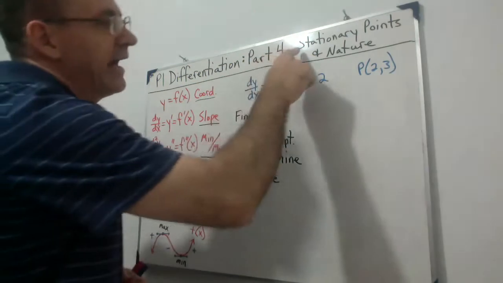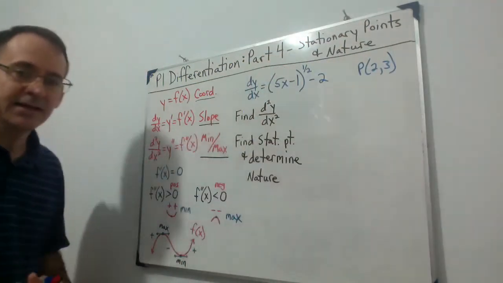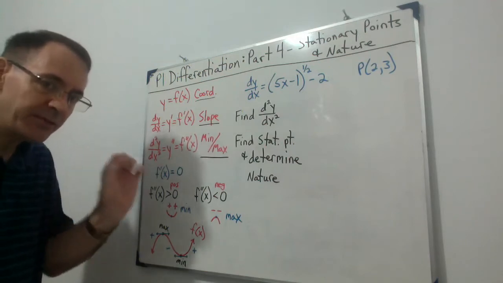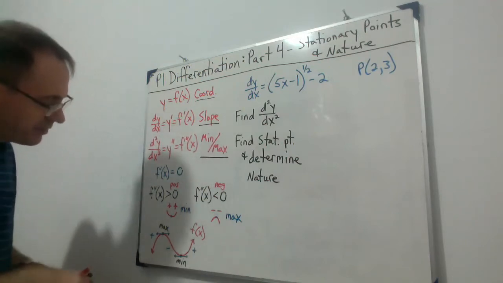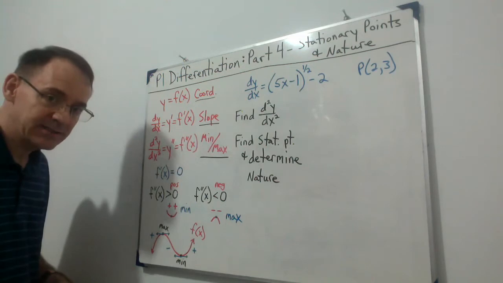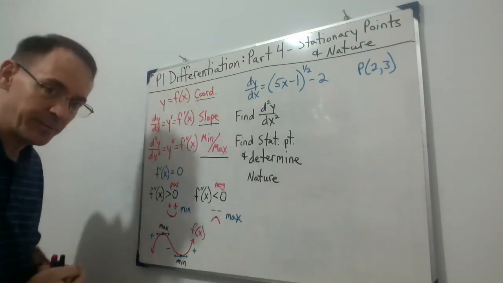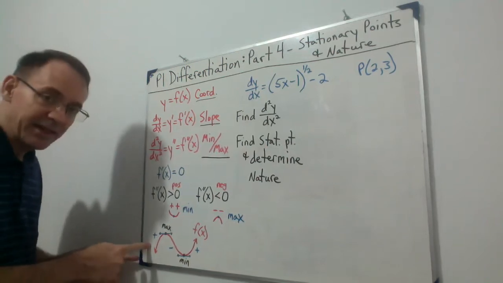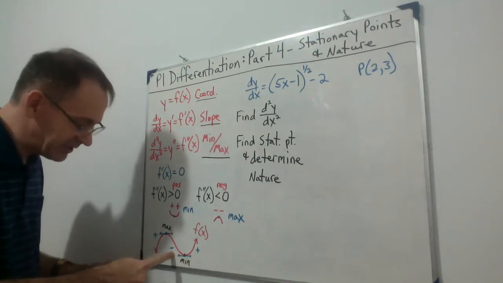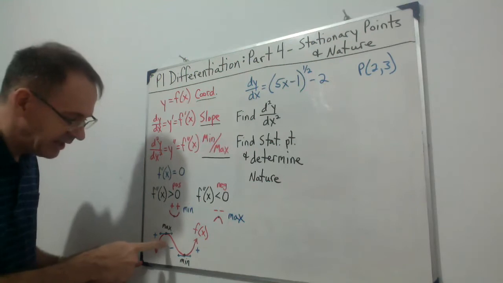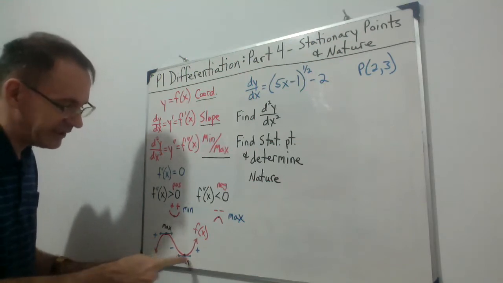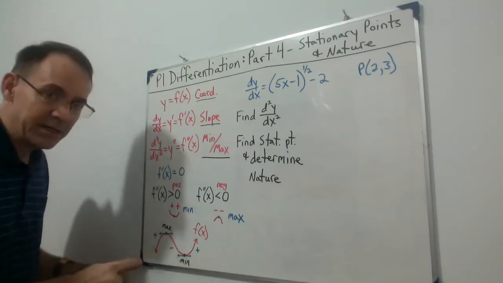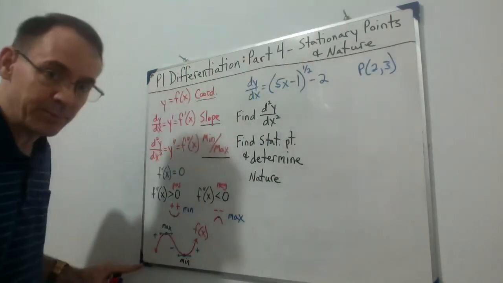Now what we're looking at is a stationary point, not any particular point on the graph, but specific points. And these stationary points are the boundaries between the increasing and the decreasing. Notice here you have increasing, then decreasing. Here you have decreasing, then increasing. So this maximum and minimum, these are called stationary points.